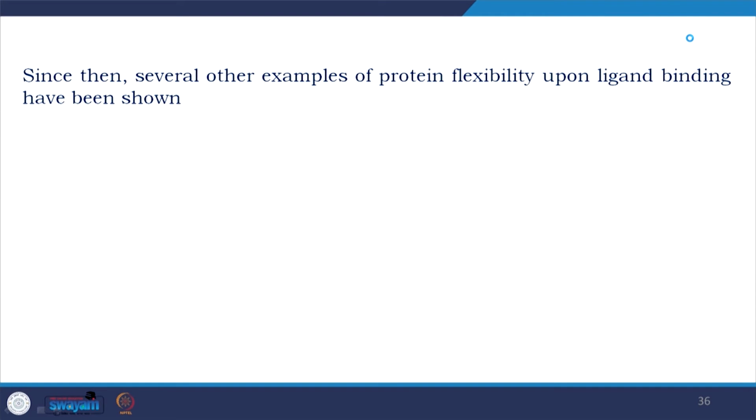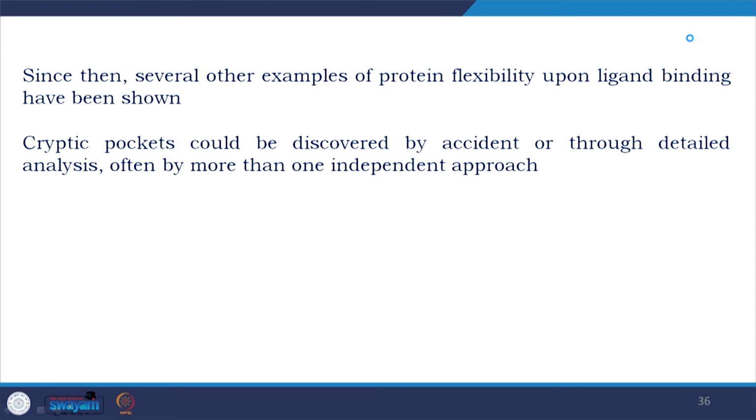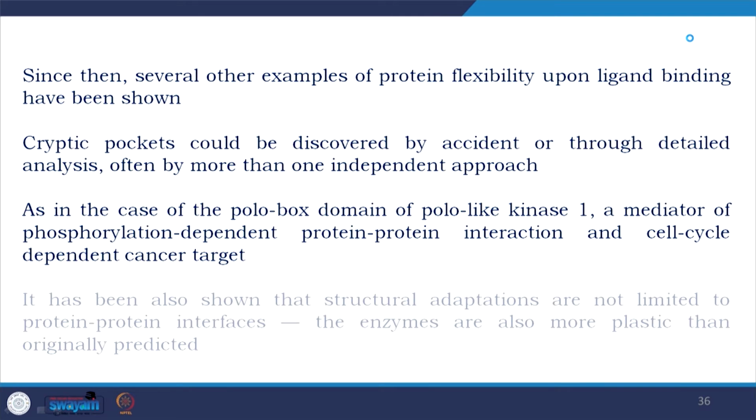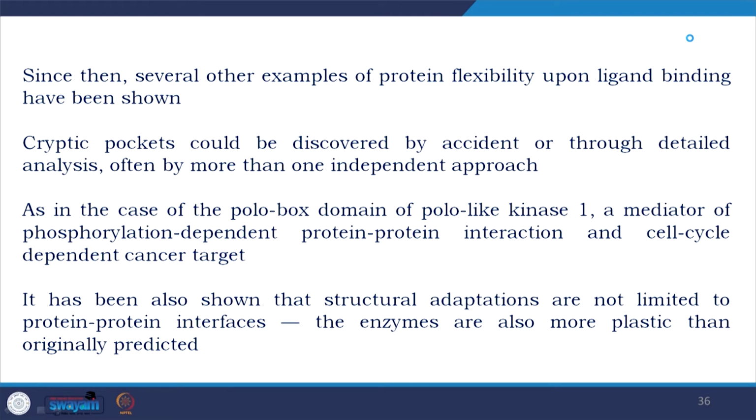Since the discovery, several other examples of protein flexibility upon ligand binding have been shown. Cryptic pockets could be discovered by accident or through detailed analysis, often by more than one independent approach. As in the case of the polo box domain of polo-like kinase 1, a mediator of phosphorylation dependent protein protein interaction and a cell cycle dependent cancer target. It has also been shown that structural adaptations are not limited to protein protein interfaces. Enzymes are also more plastic than originally predicted.